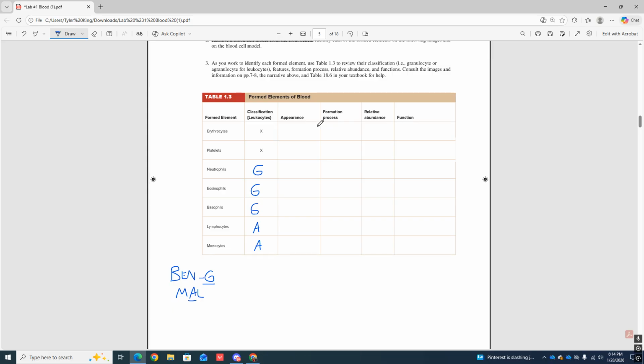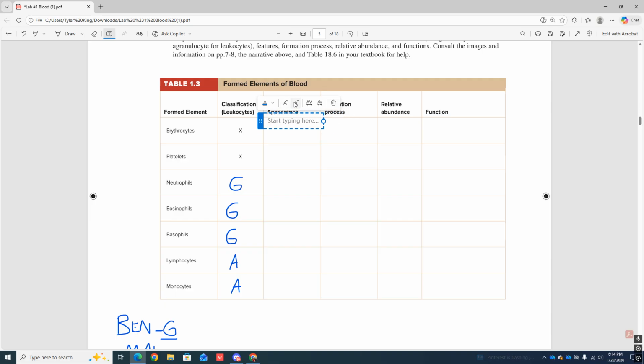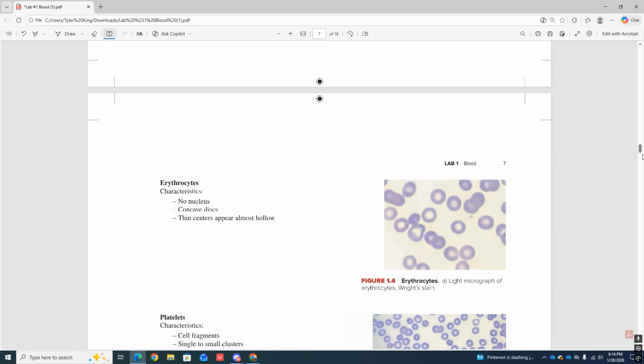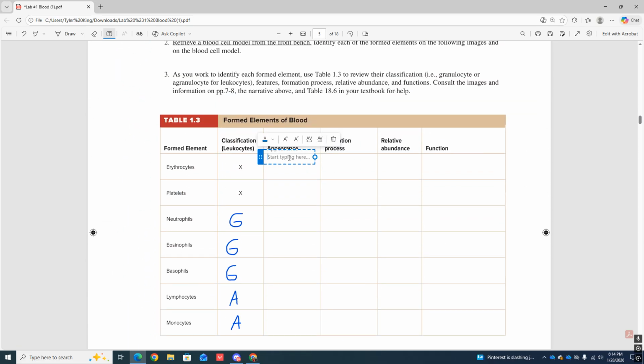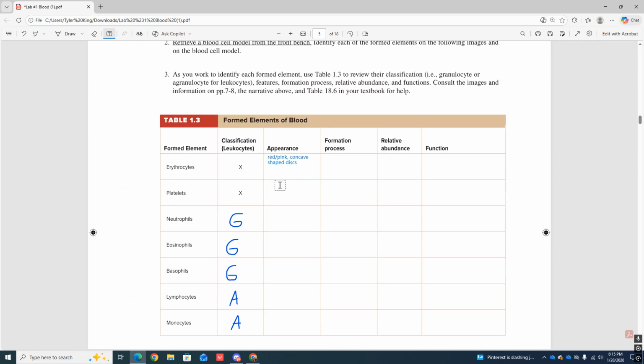All right, appearance. So how do these guys look? Let me see if I can zoom in here and add a better text box for this. So shrink down my lettering here. Good. So what do erythrocytes look like? The answers for this, remember, are going to be found on the following pages, which talk about the characteristics, but let's fill it into the table. Remember, these are the most abundant. They're everywhere. They look like these red, pink, concave shaped discs. Beautiful. So that's what they look like. And if you're missing this, oh my goodness, there's no way you can be missing this because they're everywhere.